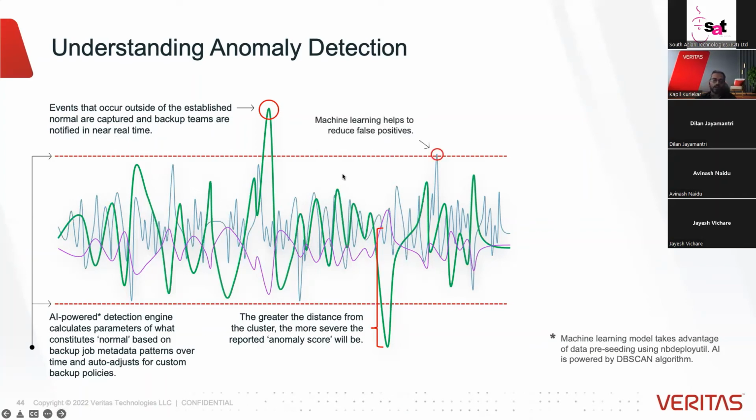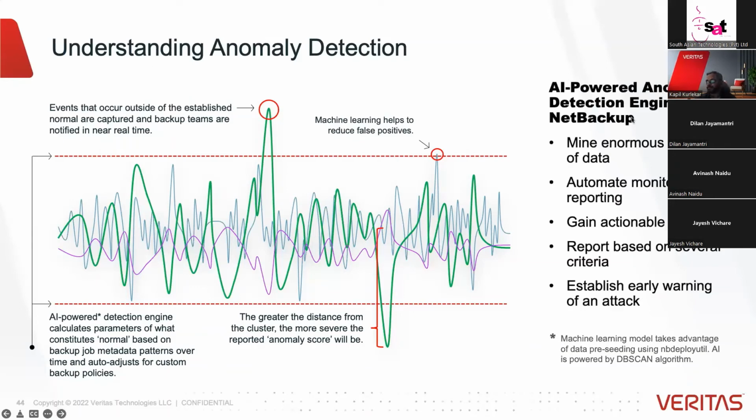Because this is all machine learning, small false positives can be ignored and are ignored, right? It mines enormous amounts of data, automates the monitoring and reporting, and gains actionable insights. It reports based on several criteria, right? And yeah, this is what our anomaly detection does.